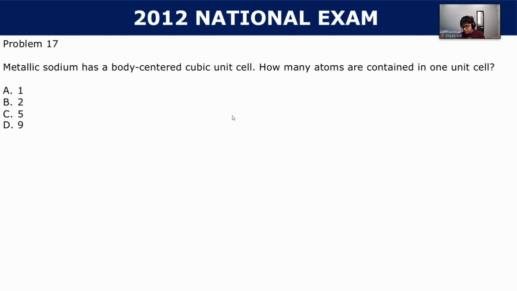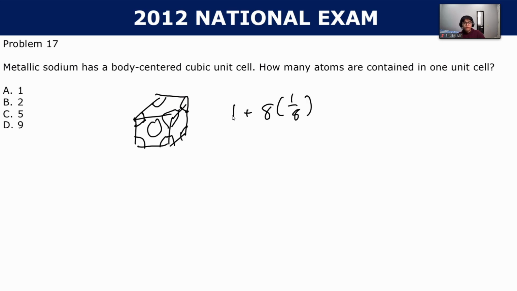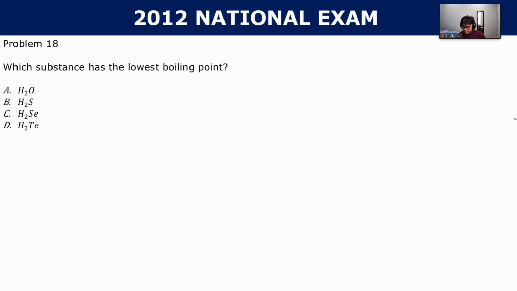Second to last, metallic sodium has a body-centered cubic unit cell. How many atoms are contained in one unit cell? This is almost trivial, but you can just draw out the diagram too. So a body-centered cubic is going to have those 8 atoms at the corners, and let me just draw them, and then 1 at the center. So the 1 at the center counts for a whole atom, and then you have 8 1/8 atoms. I think my cursor was there the whole time. And so the total amount of atoms that you're going to have is 2, which is answer choice B. And we are correct. Let's go on to the last one.